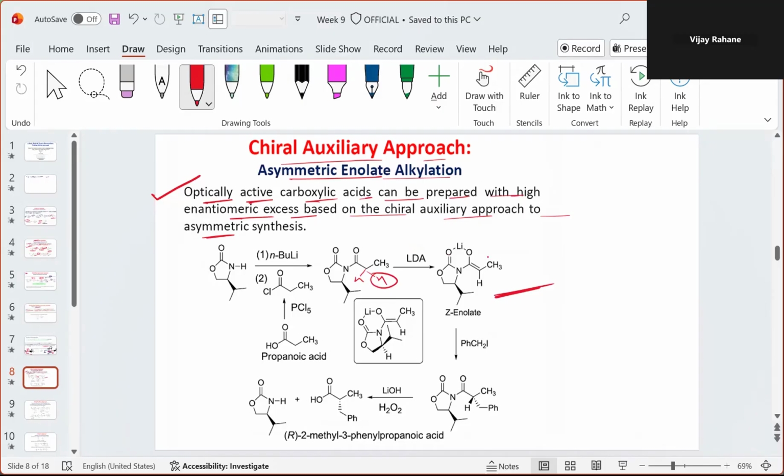Why does it form the Z enolate? Because a six-member ring formation takes place by chelation using this lithium cation. The chelation occurs between these two adjacent oxygen atoms. So the base abstracts the proton, it forms the anion here. If I just show it step by step, we get the anion at this position.